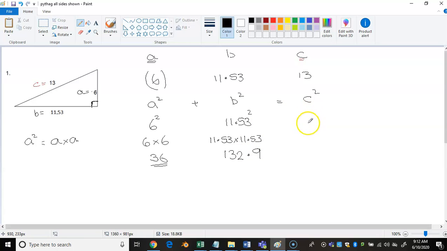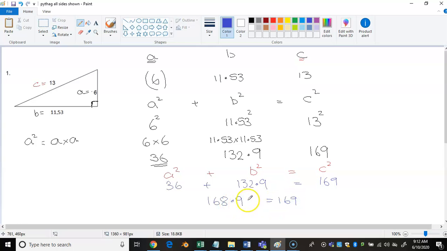And now we've got C here. C is 13, and so I'm going to square 13, which is 169. Okay, now what we're going to do is we're going to test whether A squared plus B squared equals C squared. Does that work? Well, let's have a look at the numbers. So we'll use 36 plus 132.9. Does that equal 169? Well, if I add these two together, I get 168.9. Is that the same as 169?